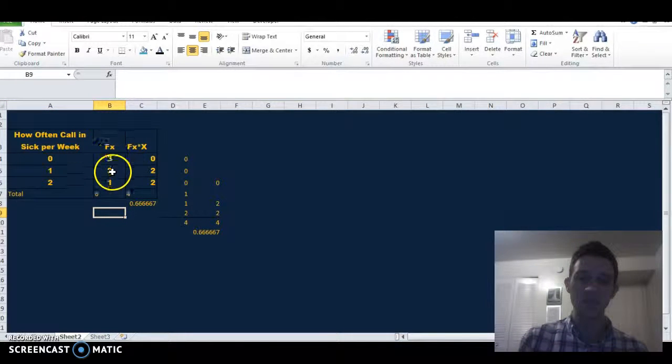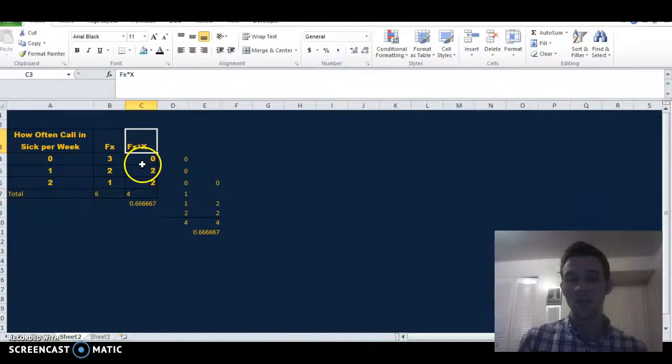So this gives us a total number of people of 6. We have 3 people, 2 people, 1 person. So we have 6 total people in the data set. Now we add a new column, f of x times x, or as I say, the book calls it f of x y. What this means is just to multiply 0 times 3.